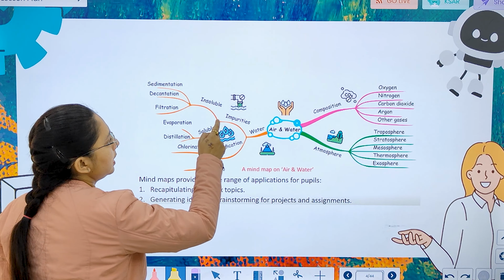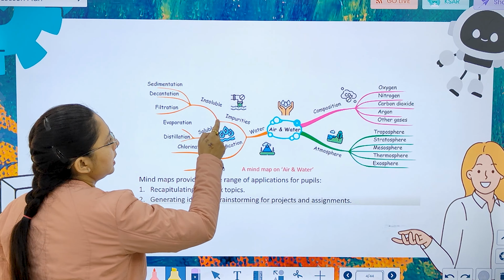It is becoming easy to understand the topic. For soluble, we have evaporation, distillation. For insoluble, we have sedimentation, decantation and filtration. If we talk about purification, we do it by 2 methods, that is chlorination and boiling. Now we can easily understand. So with the help of mind maps, we can easily understand the things that we are studying.